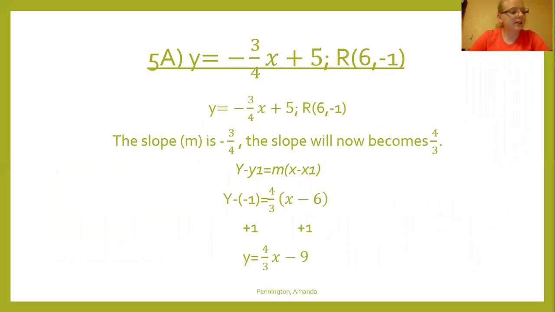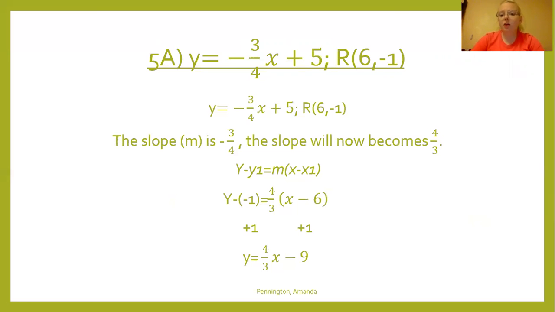So with this, it says, show and explain the equation of the line through the given point that is perpendicular to the given line. The slope of the perpendicular line is a negative reciprocal of the slope of the given line if the given line is neither vertical nor horizontal. So we have y equals negative 3/4 x plus 5, and coordinate point (6, -1).